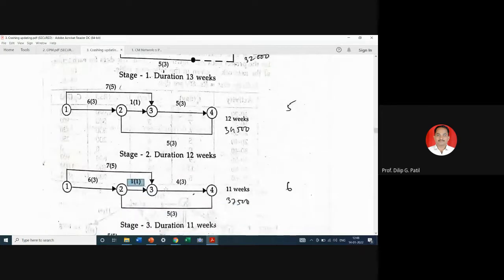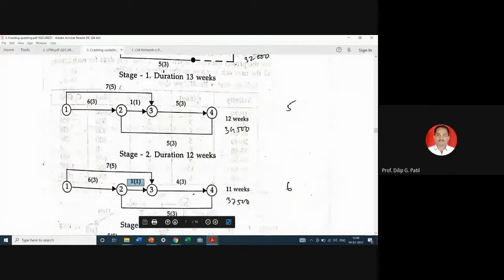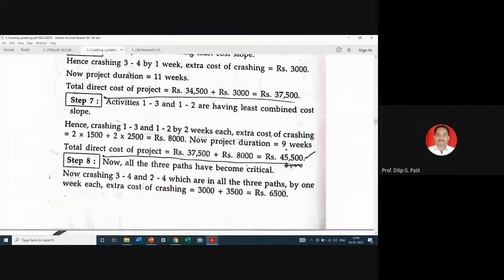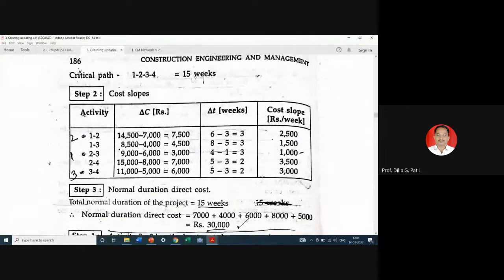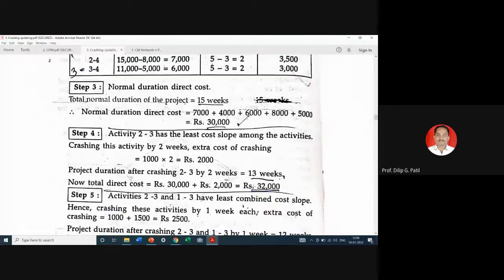आणि 3-4 अँड 2-4 या दोघांची बेरीज करून बघूयात आपण. 3-4 अँड 2-4 जास्त होते बघा. 3,500 अँड 3,000 किती होईल, 6,500. आणि आता इथं आपलं किती आलं होतं, 4,000. म्हणजेच आपल्याला काय करावं लागेल, 1-2 अँड 1-3 कंबाईनली क्रॅश करावं लागेल.